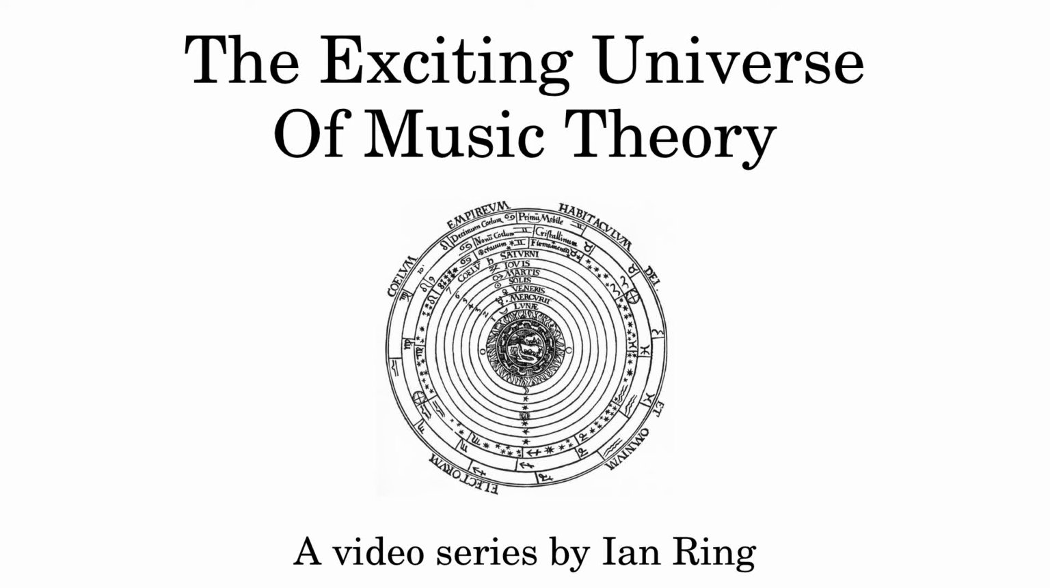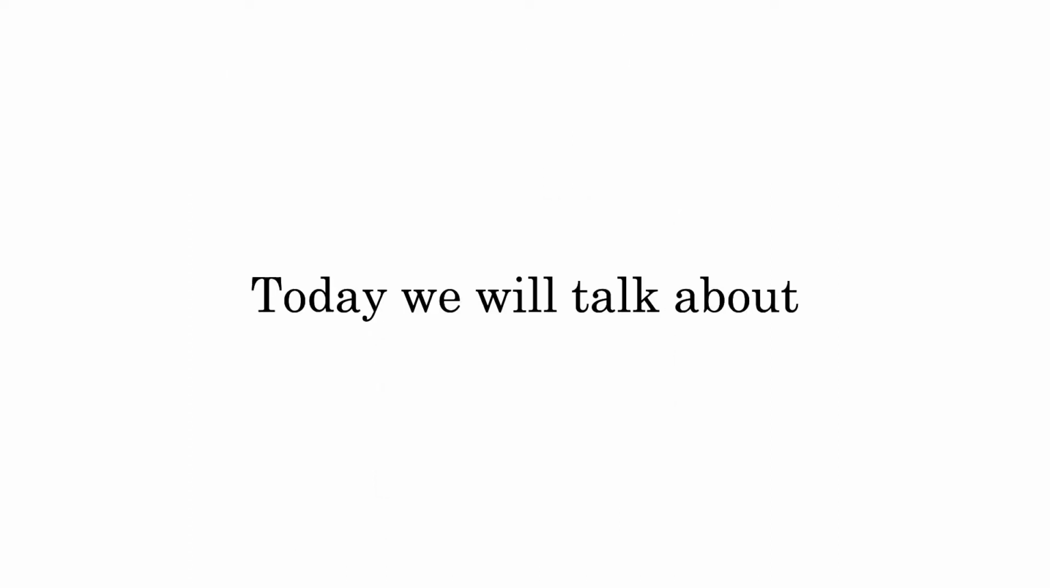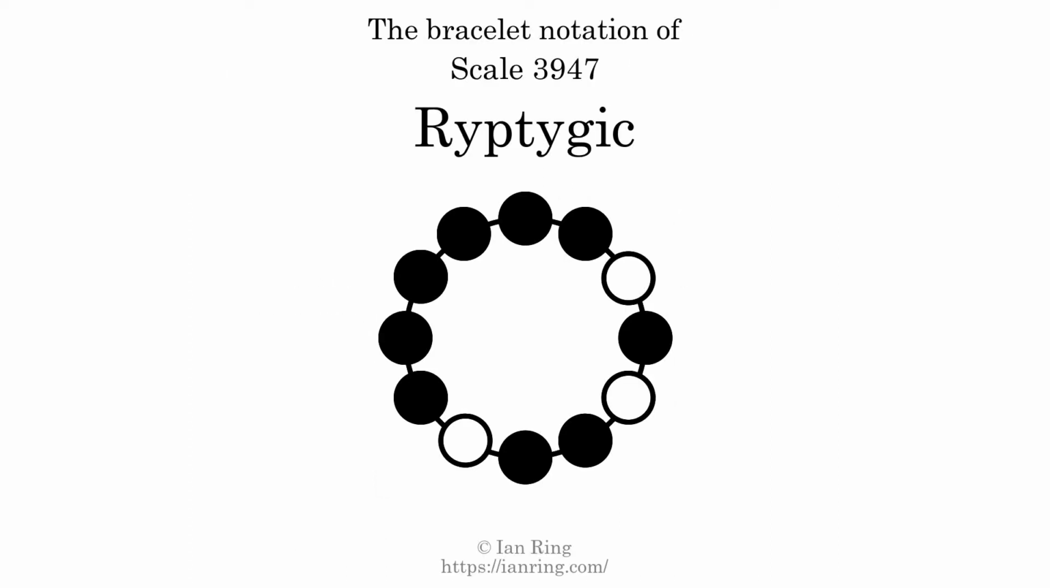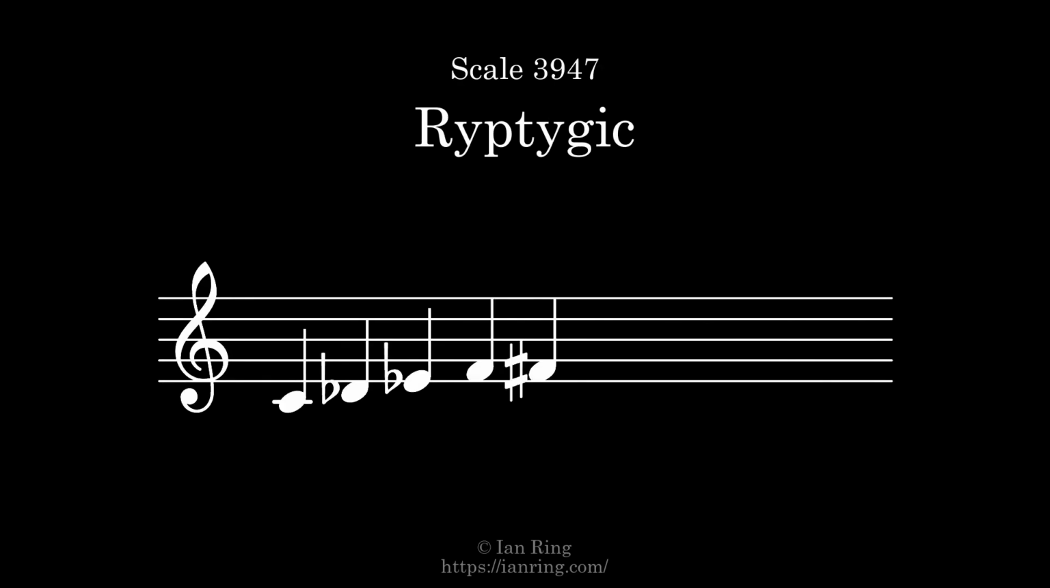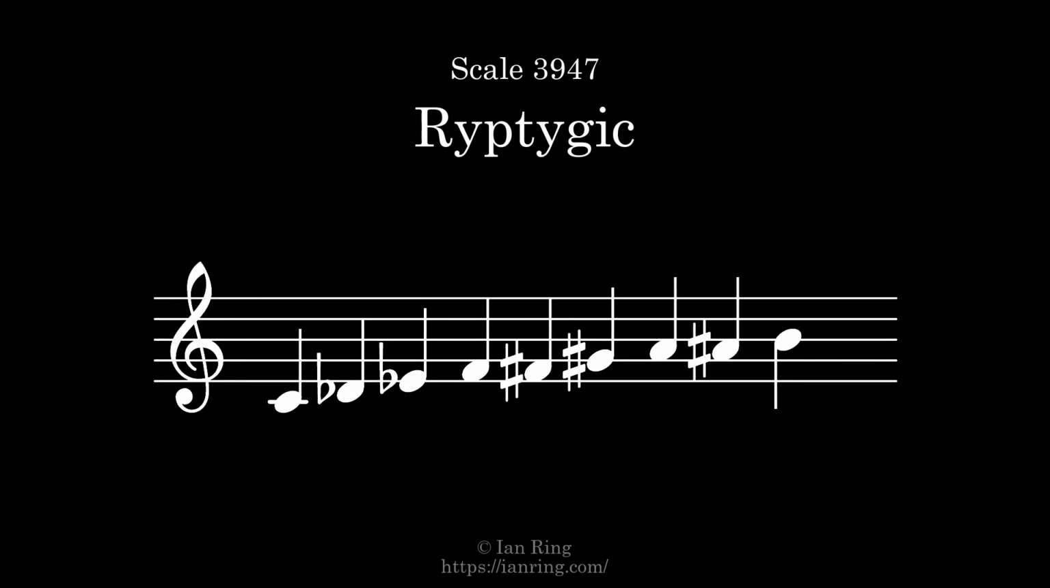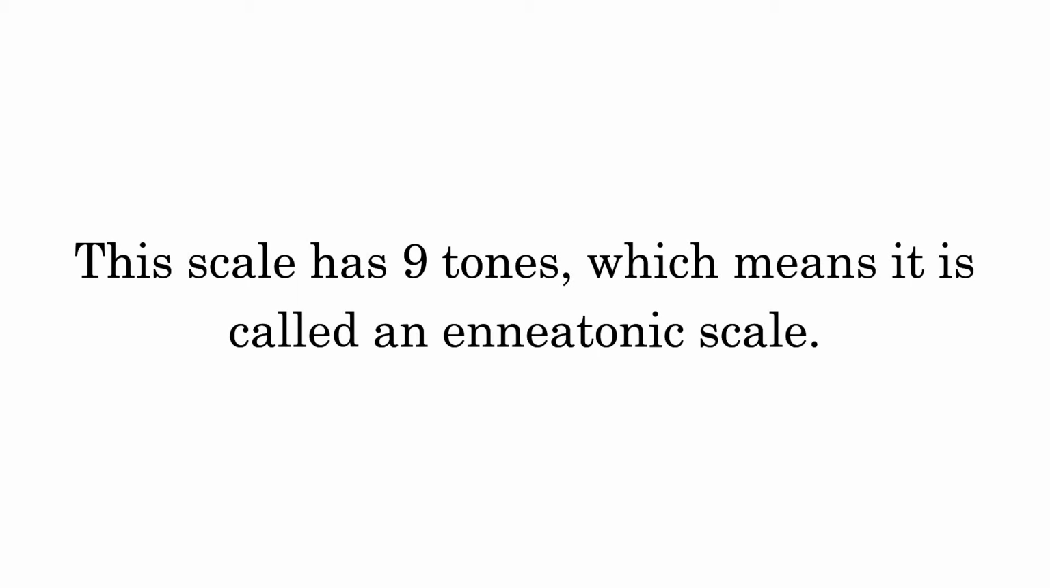Welcome to the exciting universe of music theory. Are you ready to learn? Then let's begin. Today we will talk about scale 3947, Ryptygic, which sounds like this. This scale has 9 tones, which means it is called an enneatonic scale.